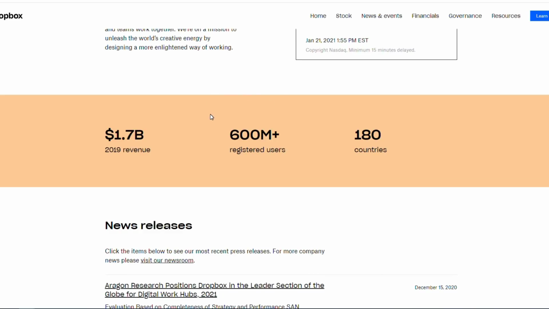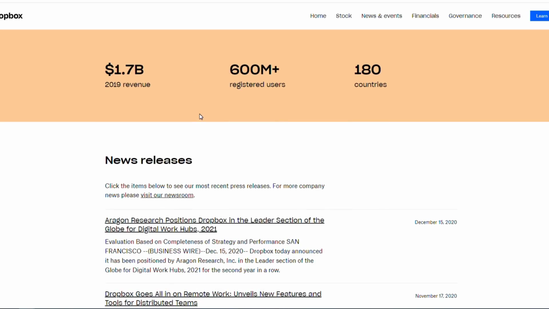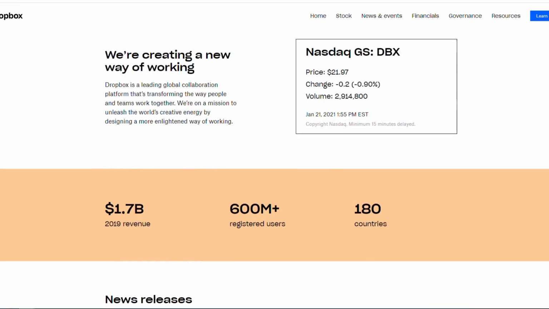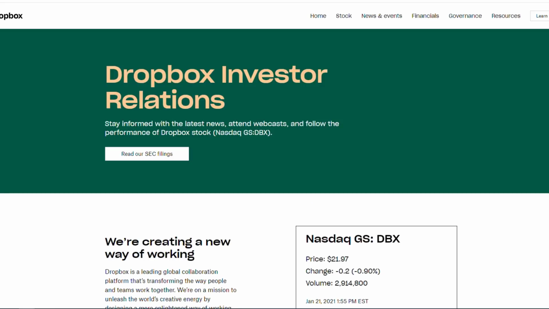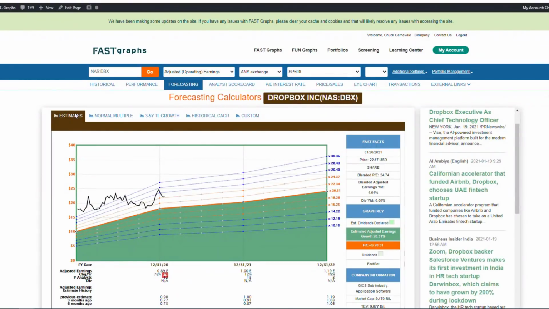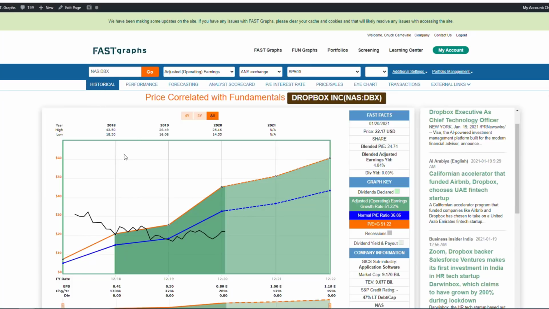Now, I went to their website and I looked at a couple things. I'm going to kind of end by, you know, there's the 1.7. It was 1.68 actually in 2019 revenue. They have 600,000 registered users and they're operating in 180 countries. But the reality of it is that most of those clients are free, and the company is having trouble converting those into paid subscribers. That's something that some of the analysts looking at the stock are concerned about.